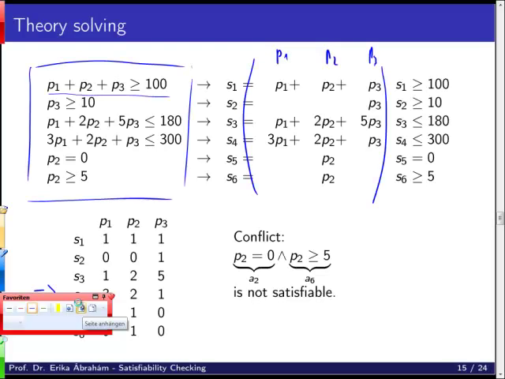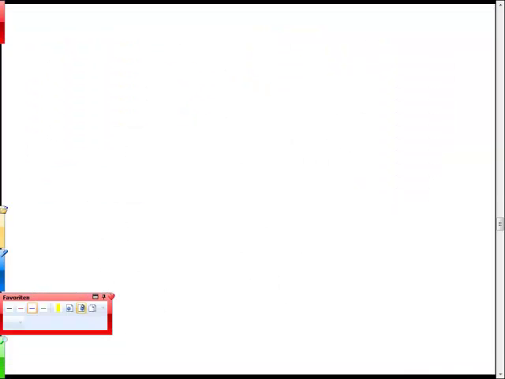This was our problem. Here is our initial tableau, and we want to solve this problem now. So I just write it down here again. The first problem is we have 6 inequations and 3 original variables, and the tableau looks like this.